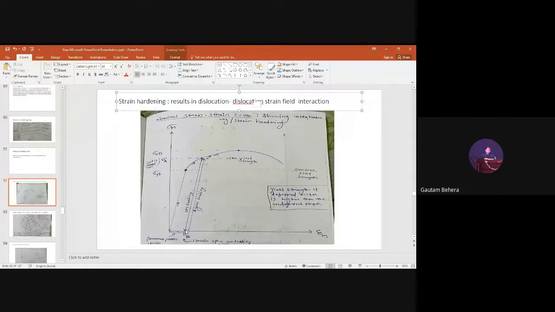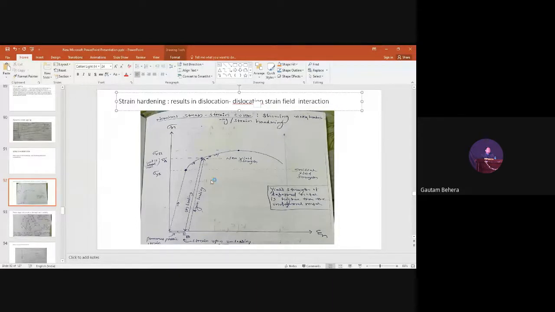Suppose again, the same material, listen carefully. After unloading, if I again apply the load on the material to deform it plastically, what will happen? This is your new yield point, or new yield strength, sigma A. The material will deform again, and you will get a UTS higher than the earlier one. Fine.